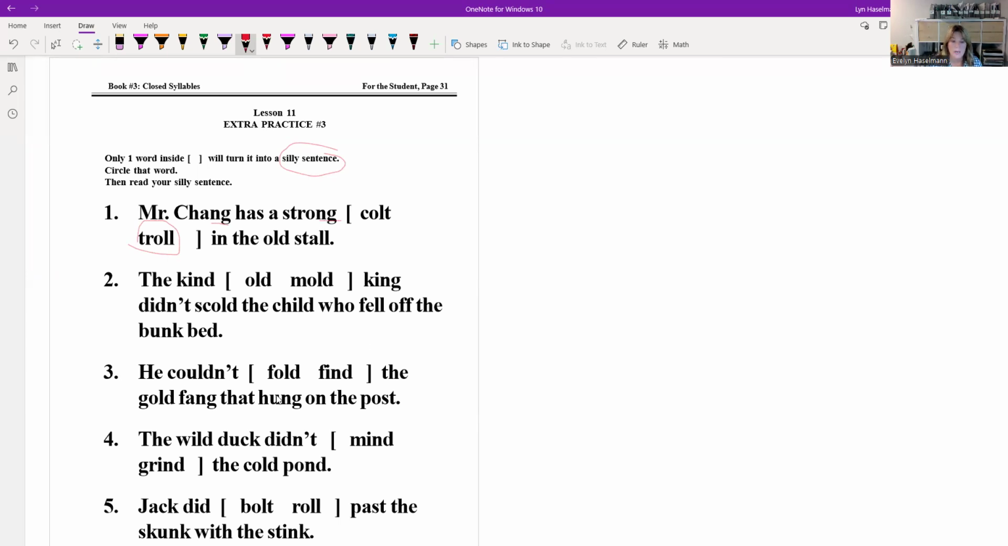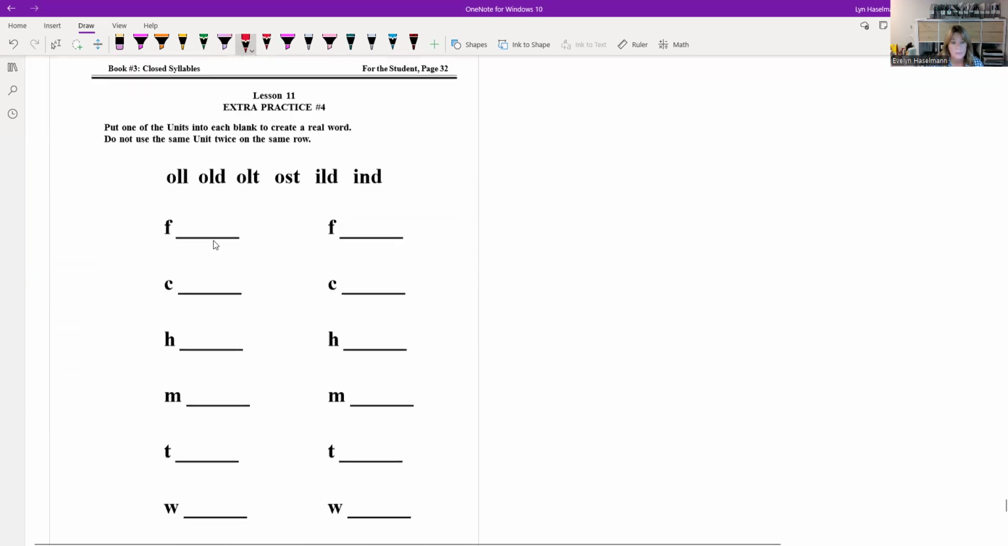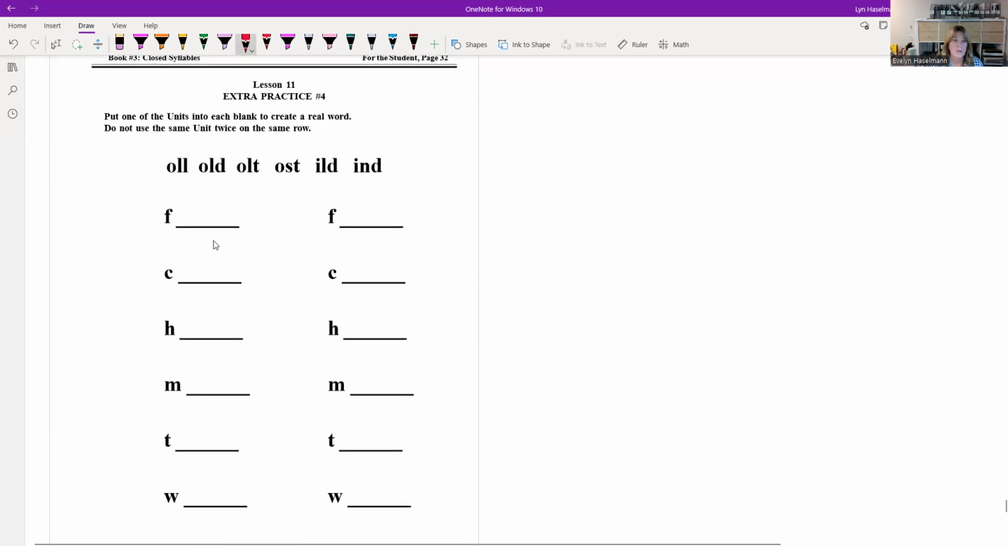For this next one, we are working on old and ind. Your student really needs to focus on those sounds within those words, because it's very easy to read it too fast and put it together as a nonsense word. Put one of the units into each blank to create a real word. So let's do fold and find.